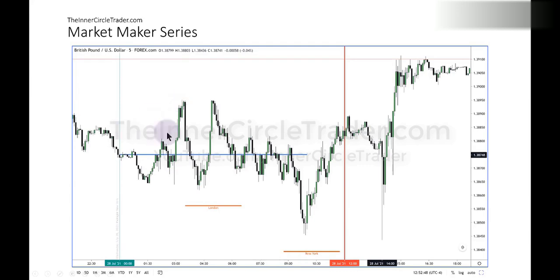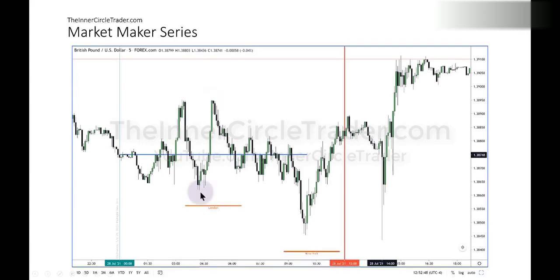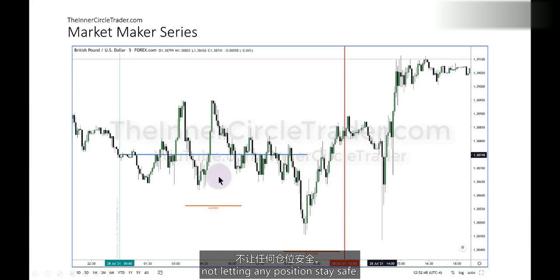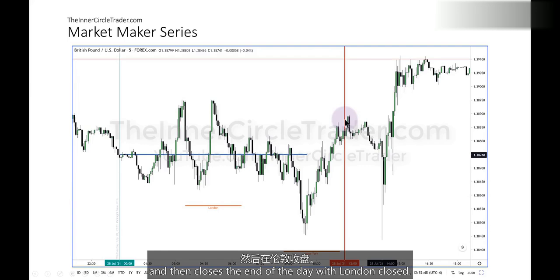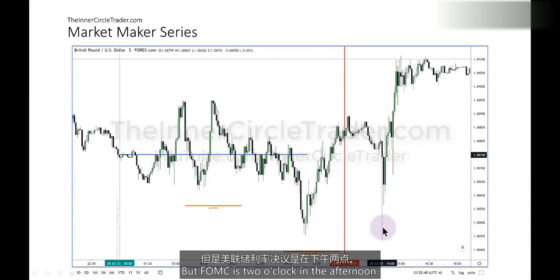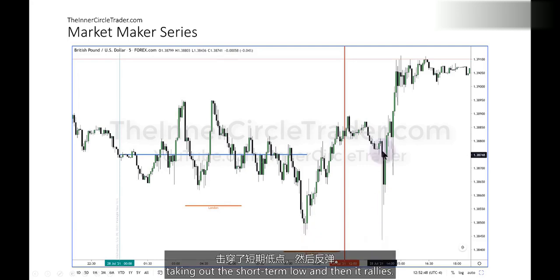High above this low gets taken out here, and we trade back up to here. So it's going back and forth, not letting any position stay safe. And then we go into the dive in New York, rallies up, and then closes the end of the day with London close. But FOMC is 2 o'clock in the afternoon. So we see it trade down again, taking out the short-term low, and then it rallies.